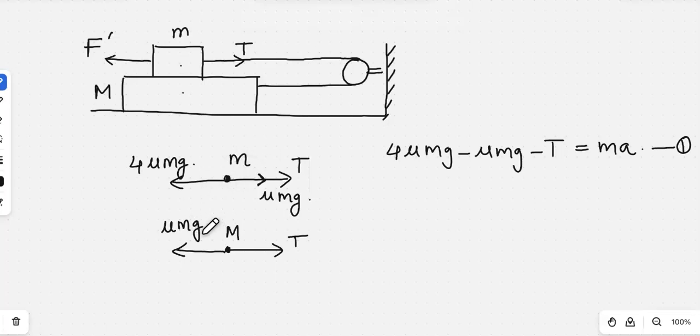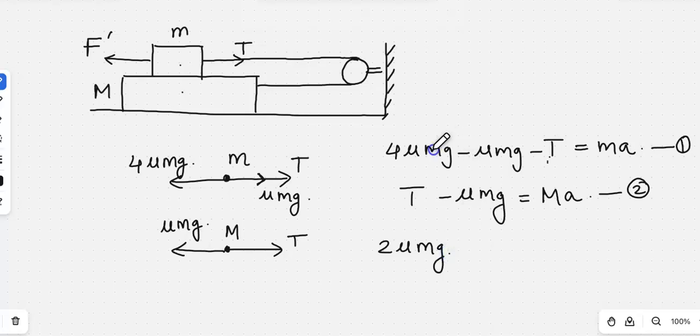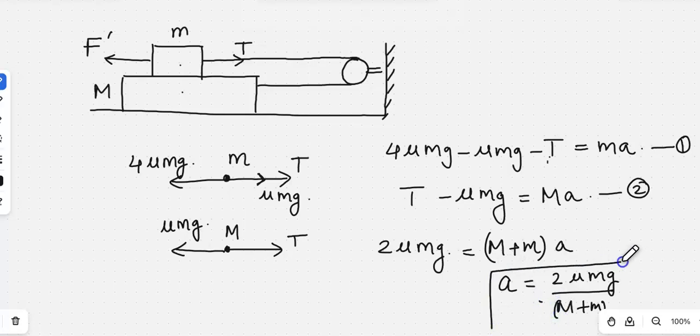As stated earlier, it will be towards left. So now this block capital M will be accelerating towards right. So we have T minus mu mg equal to capital M into A. This is the second equation. Now if I add these two equations, what I will get is 4 minus 2 mu mg, which is 2 mu mg. T and T will get cancelled. So this is M plus small m into A. So the A value will become 2 mu mg upon M plus m. This is the acceleration, and note that the acceleration of both blocks will be the same.